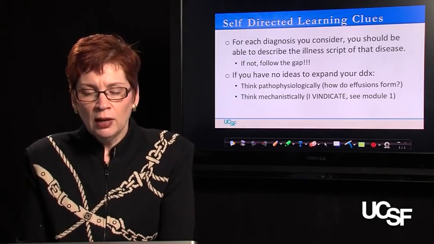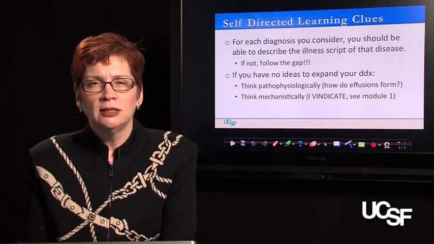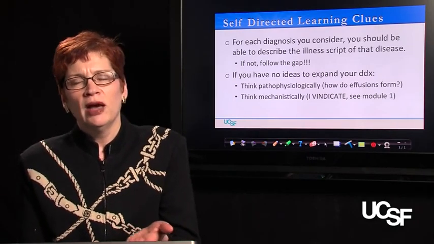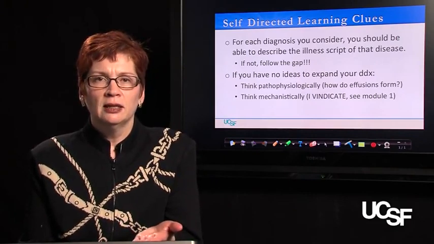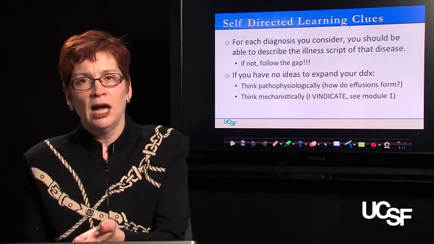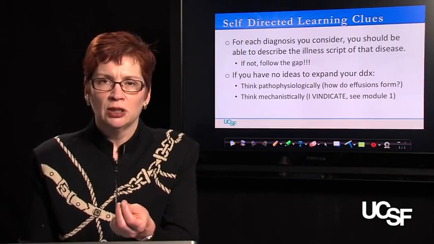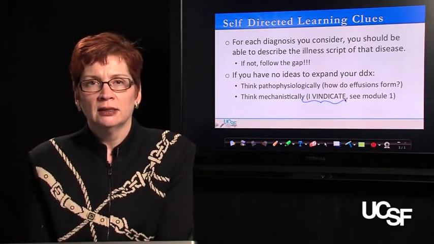Secondly, if you have no ideas on how to expand your differential diagnosis, so you look at the patient's illness script and it's not triggering any clues, you can't recognize any patterns, you haven't seen a patient like this before, it's fine to think either pathophysiologically, like how do I think that she has an effusion, how do effusions form, or mechanistically, as we talked about, using one of the category mnemonics that we've discussed.